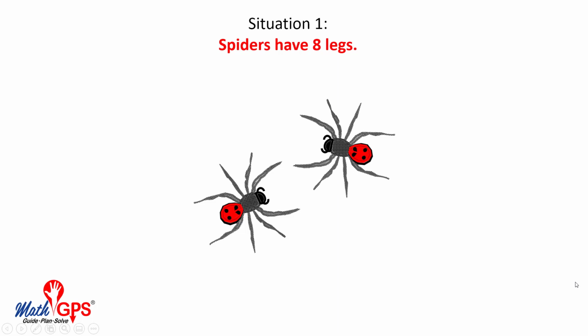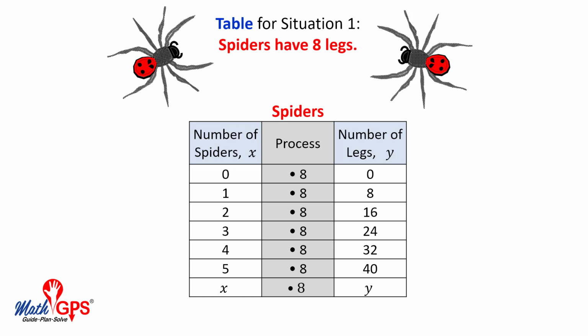Situation 1. Spiders have 8 legs. We can take this information and build a table. Number of spiders will be our x value, number of legs will be our y value. Our slope or rate of change will be 8 because every spider has 8 legs, and we're going to multiply by 8. So if there are 0 spiders, 0 times 8, 0 legs.